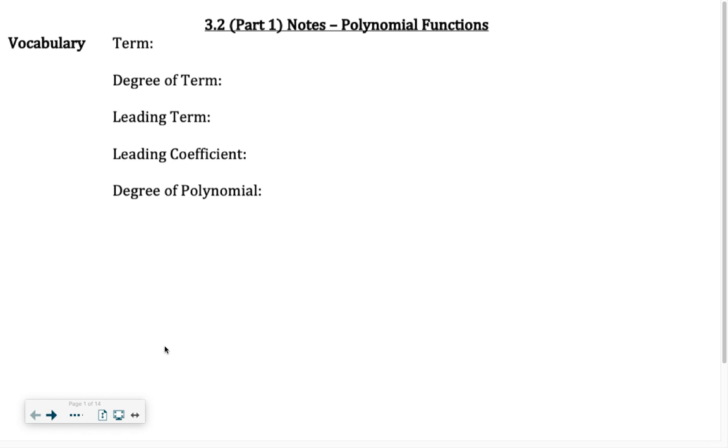All right, in section 3.2, we are going to take a look at polynomials. So first, let's jump into some vocab.